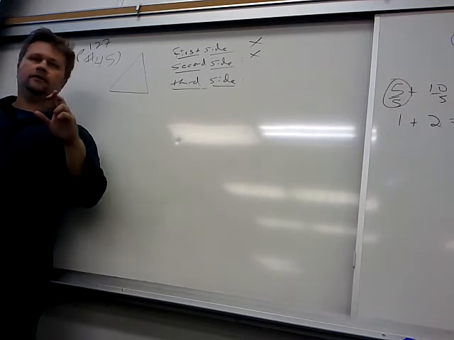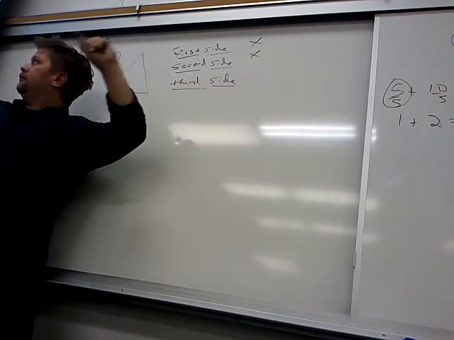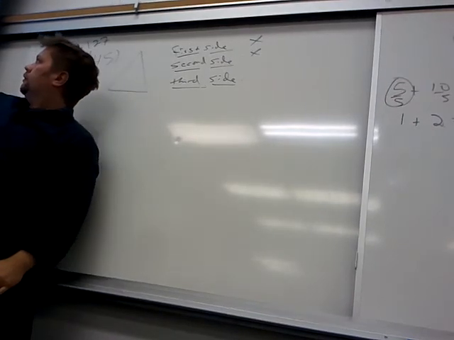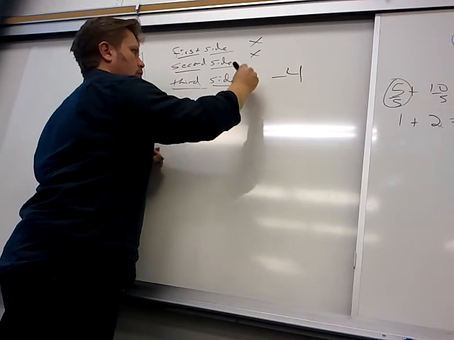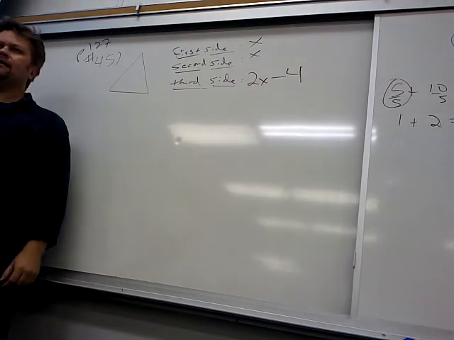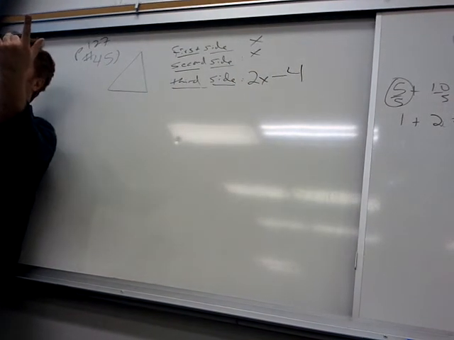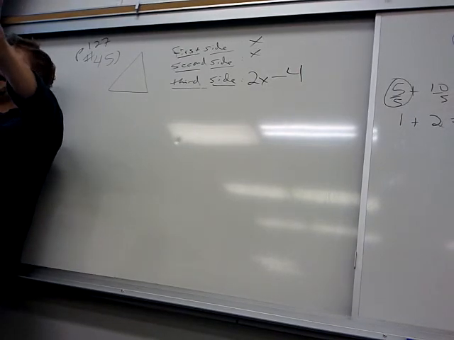The third side, then, how can that be written? 2x minus. Good. 4 less than twice. Remember, that "less than" is the evil one. It's not 4 minus 2x. It's 2x minus 4. It's always backwards.